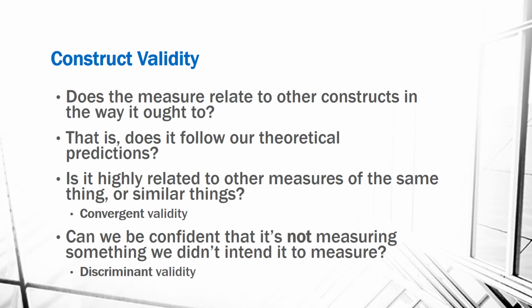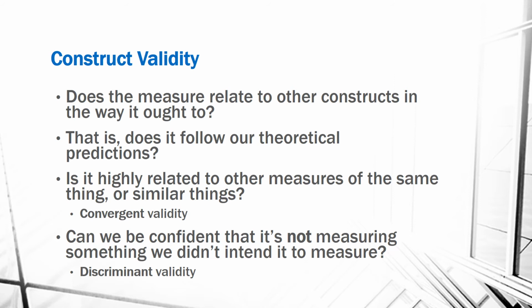Construct validity is another type. So let me back up and say that both content validity and criterion-related validity can give us evidence of construct validity. But in general, what we mean by construct validity is whether the measure relates to other constructs in the way that we think it ought to. In other words, does it follow our theoretical predictions? It seems logical, for example, that somebody who is dissatisfied with their job may have higher intentions of turning over, and therefore we would expect higher ratings of job satisfaction to have a negative relationship with turnover intentions, so those more satisfied are less likely to have intentions to quit, and vice versa.